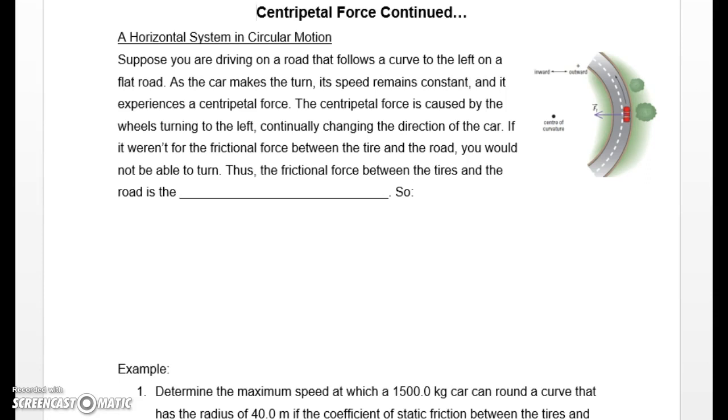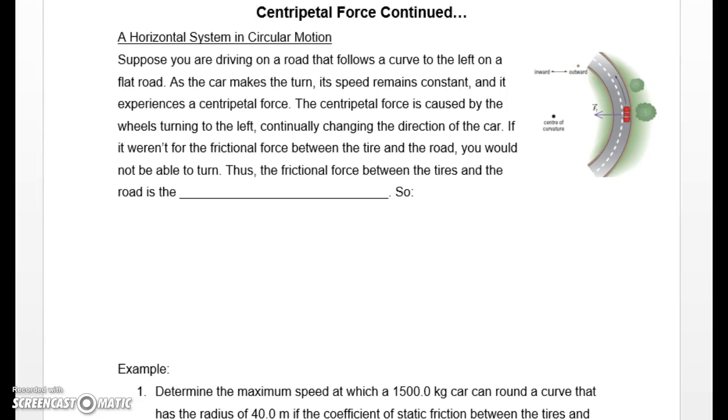And in today's lesson, we're going to be continuing our discussion with centripetal force. In the previous lesson, we looked at what centripetal force is and how we figure out that equation. In today's lesson, we're going to look at two specific cases: one where we have a horizontal system, and the second when we're working with just a vertical system.